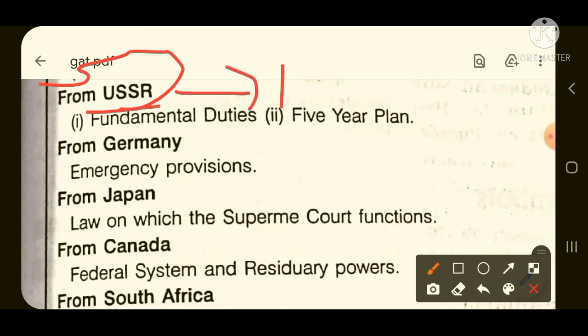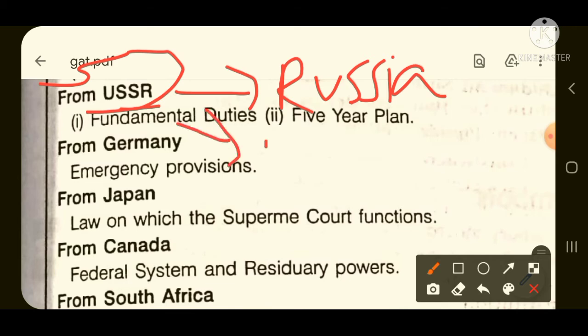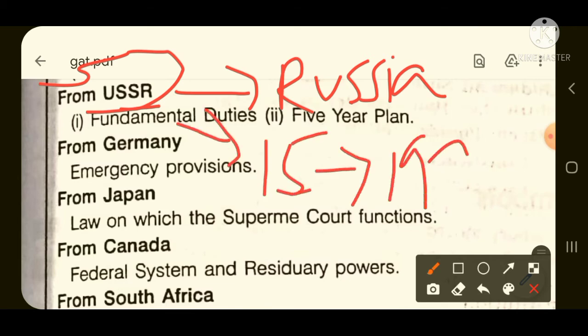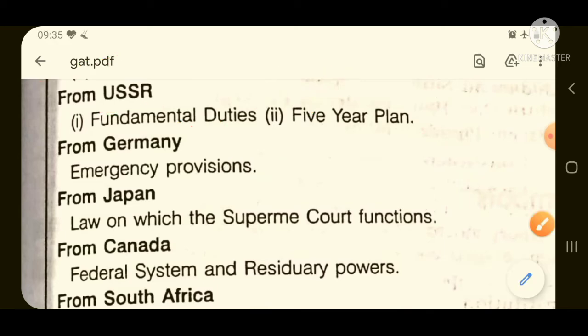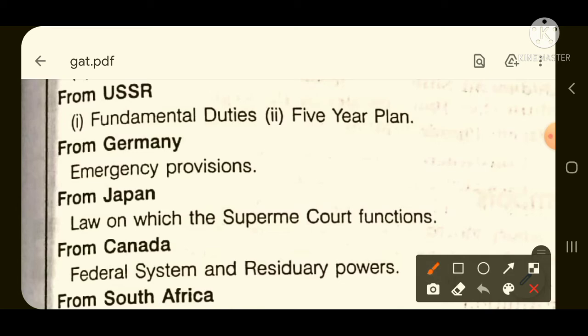USSR is called Russia now. After the disintegration of USSR into 15 countries, after the Cold War in the year 1991, the USSR is now called Russia. So from USSR we have borrowed the 5-year plan. We have got a 5-year plan in our constitution, which you will study in detail in economics.